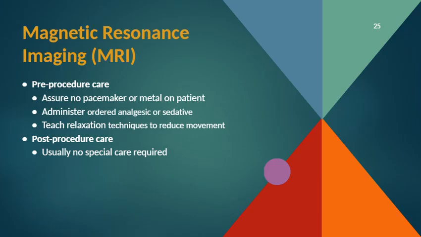Magnetic resonance imaging, or MRI, uses strong magnetic fields and radio waves, not radiation, to produce detailed images of soft tissues such as the brain, spinal cord, and nerves. Because MRI uses magnetism, safety screening before the procedure is absolutely essential.